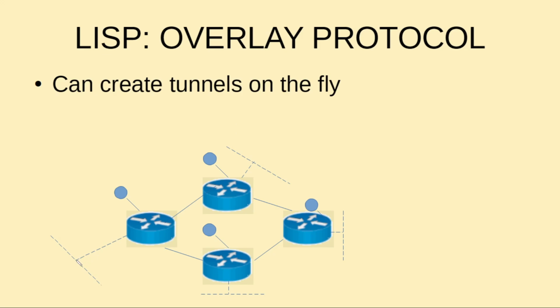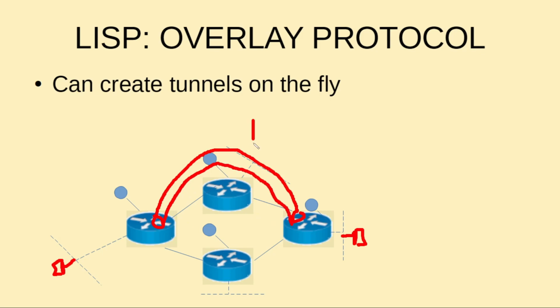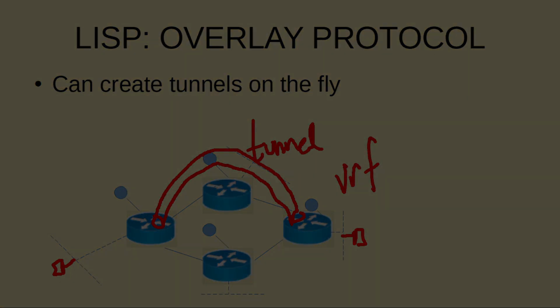So for instance, if a device here wanted to communicate with a device here, LISP has the capability to create a tunnel with a new IP header plus the LISP header in order to transport this traffic over the network. It will create a tunnel automatically on the fly for this particular communication. And this has several advantages. For instance, if we are able to create tunnels, we can also create or manage VRFs.